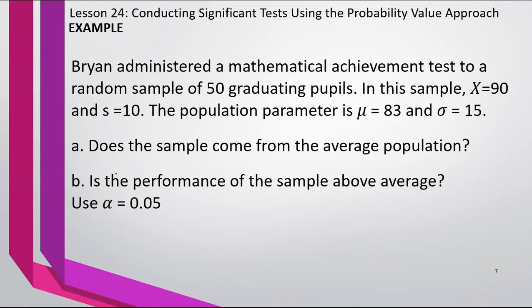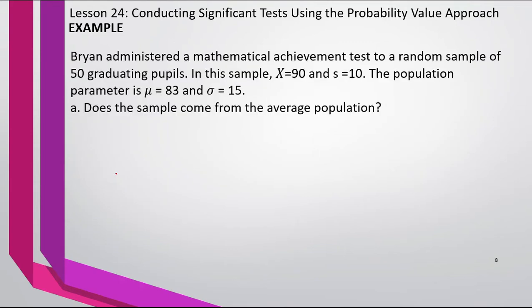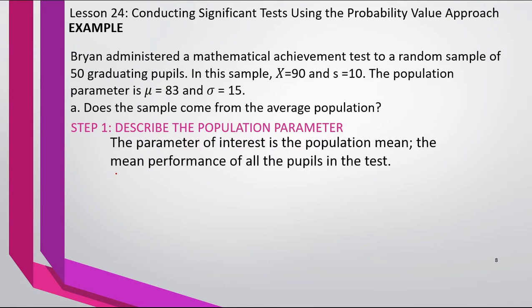Ayan, paano natin kukumpitin yan? So, paano ba natin kinocompute yan? So, una, let us describe the population parameter. Paano natin i-describe yung population parameter? The parameter of interest is the population mean, the mean performance of all the pupils in the test. So, yun yung tinatanong.